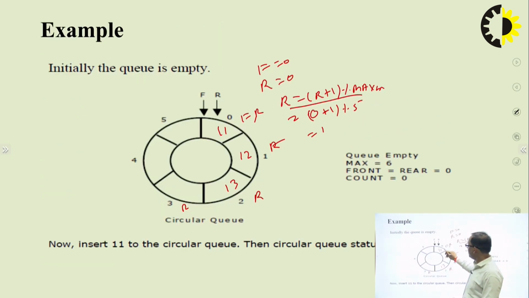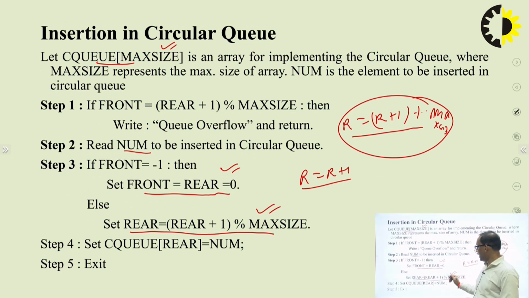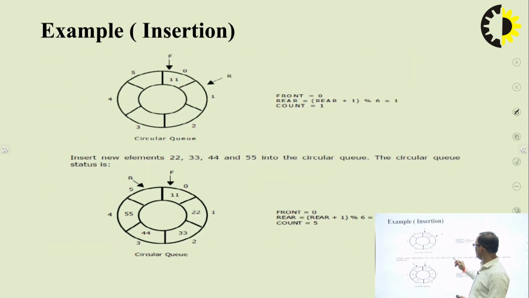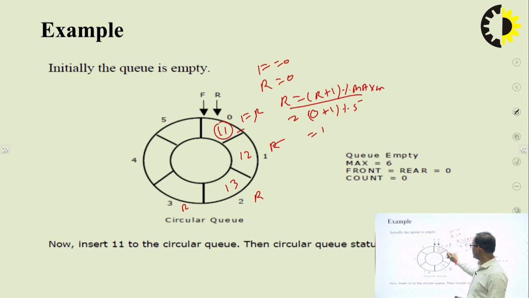Initially the queue was empty. So whenever we are inserting the first element inside the queue, we have to set front equal to 0 and rear equal to 0. Else, it means if there are some elements, like here 11 is inserted, then we will use this formula to calculate the new value of rear.